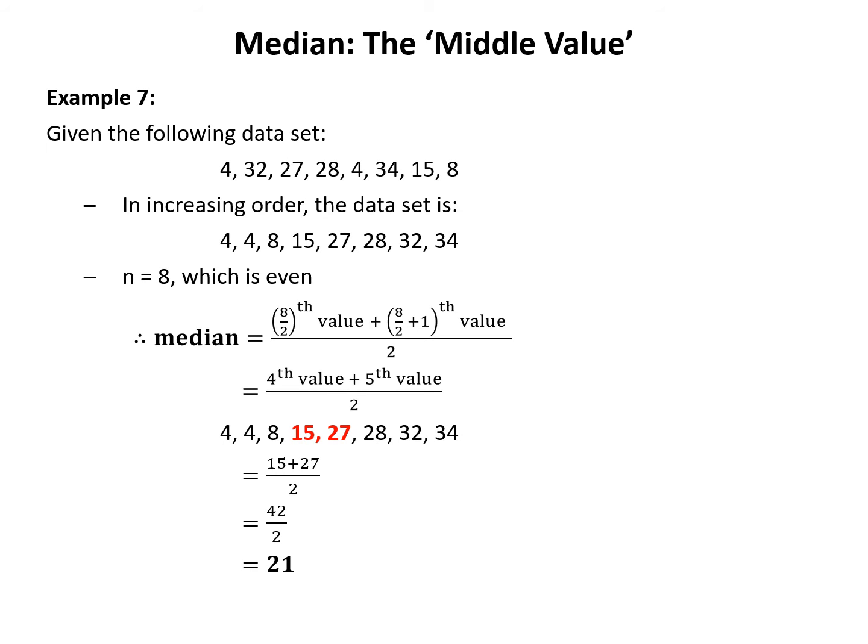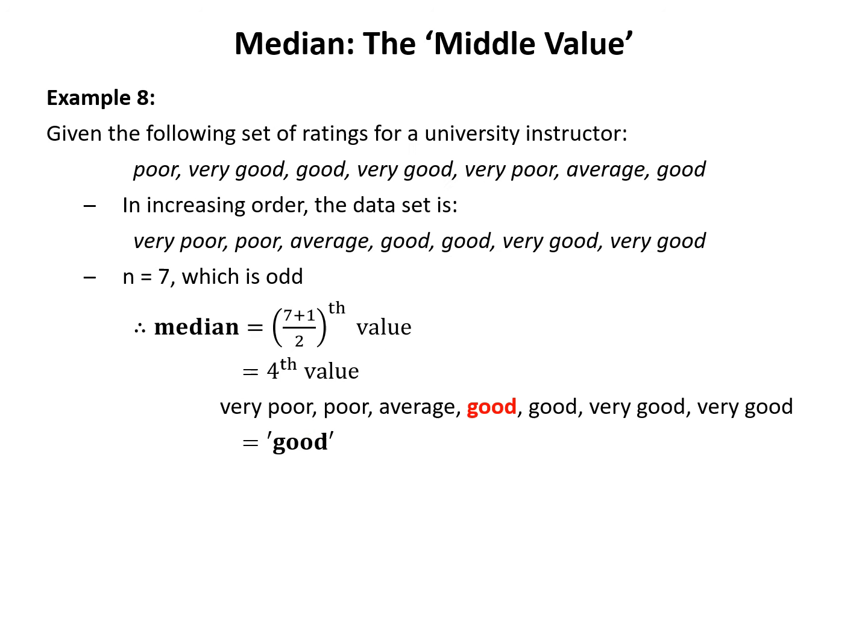In example 7, we're given a data set that you see on the slide below. We put it into increasing order first, and we see that n equals 8 this time, which is an even number. So our median equals the 8 over 2th value plus the 8 over 2 plus 1th value, all divided by 2. So it's the 4th value plus the 5th value divided by 2. The 4th and 5th values we can see in the ranked data are 15 and 27. So we take the average of those two values, 15 plus 27 all over 2, which is 42 over 2, which is 21. So our median is 21.